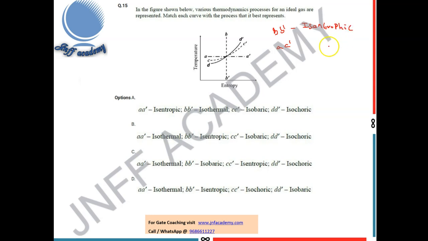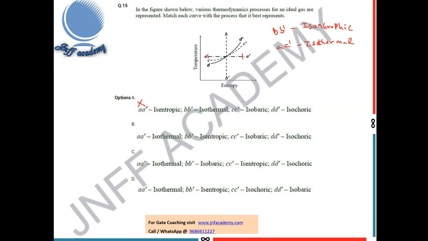Now A dash, there is no change in temperature, but there's a huge change in entropy. You see here, from here to here, it changed. Only the entropy, there is no change in temperature. So if there is a constant temperature process, we call that process to be isothermal, right? So A dash is isothermal process. So that's also very clear. So from this, you can clearly see that option A is wrong because of A dash, it shows option A is not right.